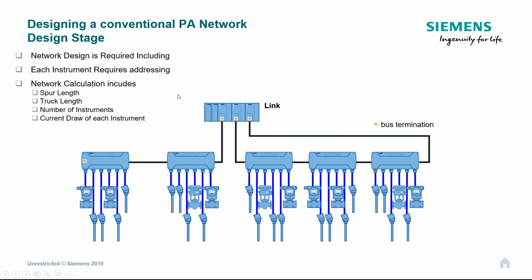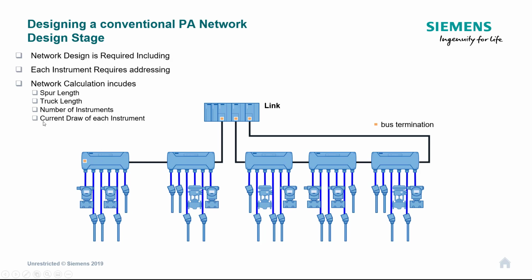So we need to do that. That needs to be shown on the network drawing. And then we need to calculate the spur lengths. That's going to be a mechanical issue, because we need to get the cable maybe to the top of a vessel or somewhere else. We need to know the trunk length. So how long is this black cable?